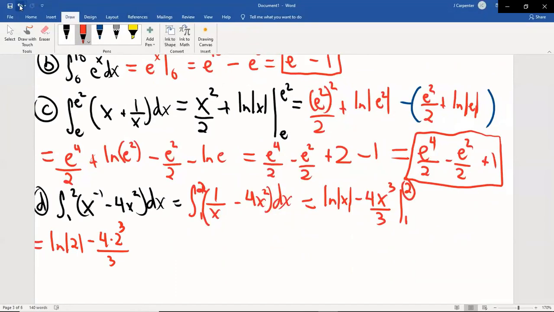I'll show the subtraction of limits in a different color. So here's the minus. So the red before and after is the upper and lower limit. Now let's plug in the 1. So the natural log of the absolute value of 1 minus 4 times 1 cubed over 3.